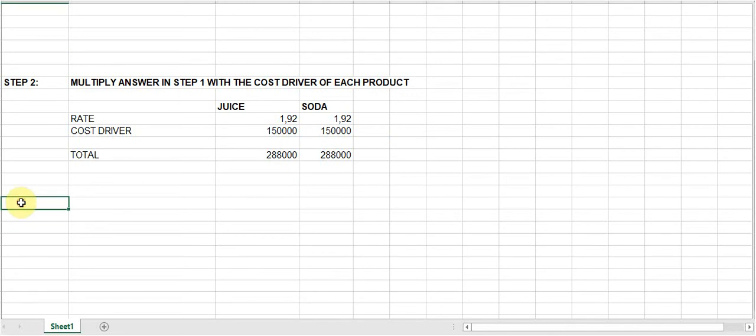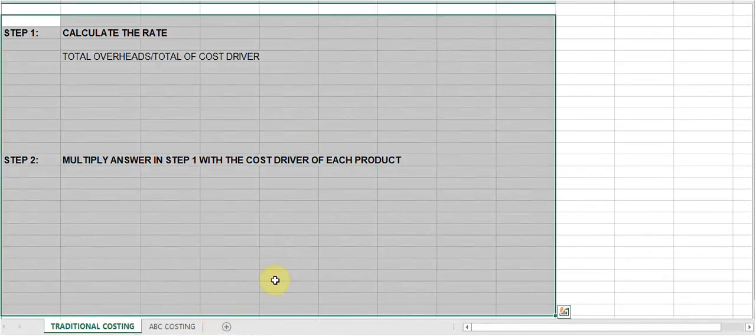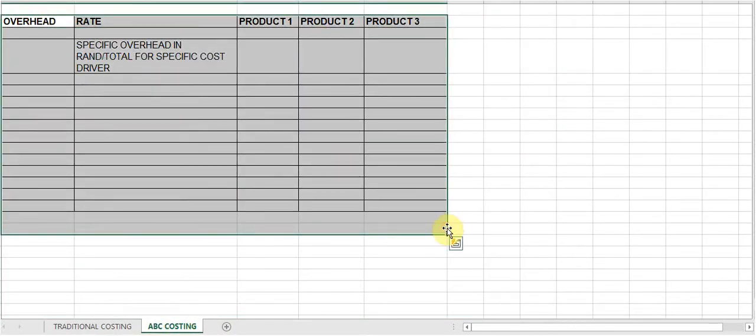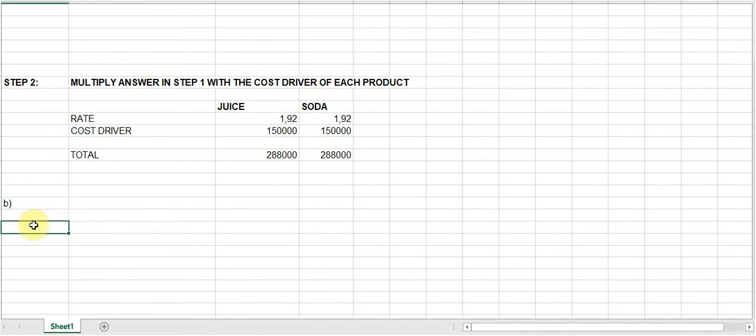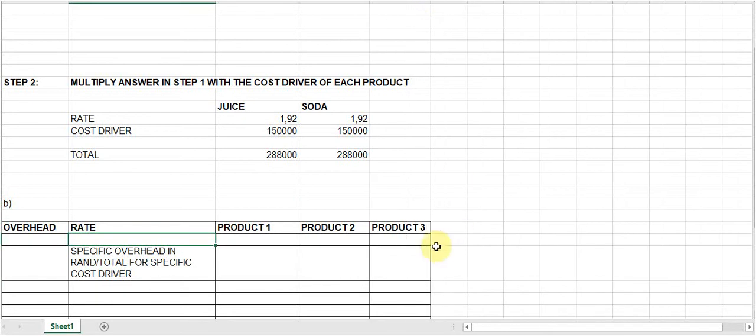If we go to number B, we need to now do the ABC costing. For the purpose of that one, I am going to go back to my template and I am just copying the template for the overhead allocation if it is ABC costing that is applied. I am just pasting it in and let's start. Now we know that we don't have 3 products in this question, so I'm just going to delete. We only have juice bottles and we have soda bottles.